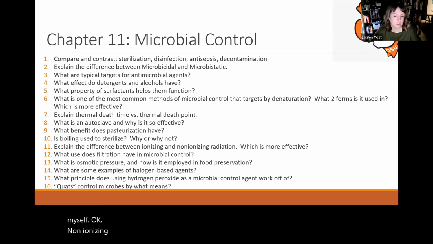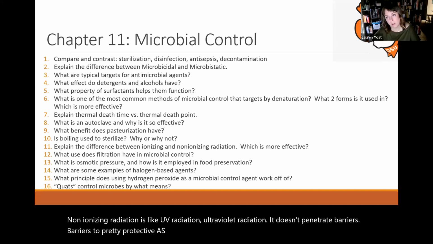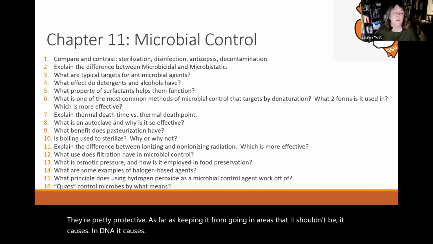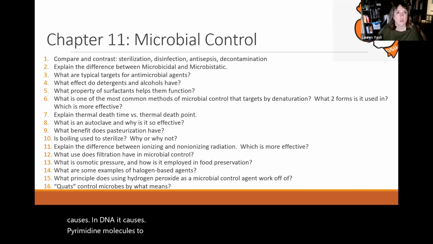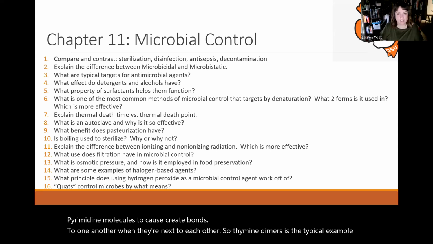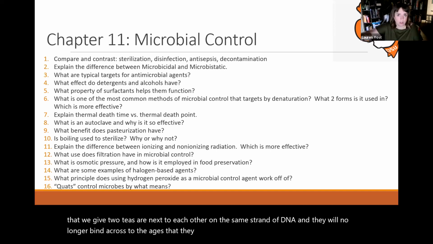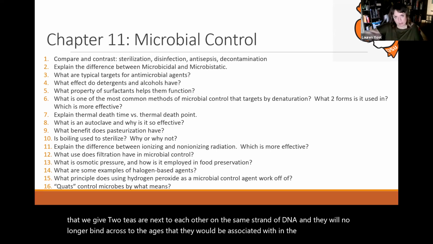Non-ionizing radiation is like UV radiation, ultraviolet radiation. It doesn't penetrate barriers. Barriers are pretty protective as far as keeping it from going to areas that it shouldn't be. In DNA, it causes pyrimidine molecules to create bonds to one another when they're next to each other. So thymine dimers is the typical example that we give. Two T's are next to each other on the same strand of DNA, and they will no longer bind across to the A's that they would be associated with in the complementary strand.